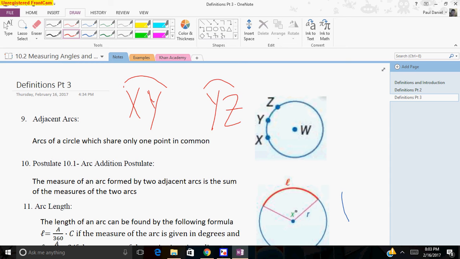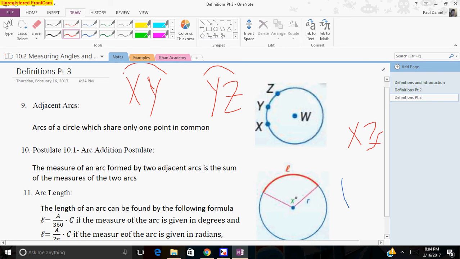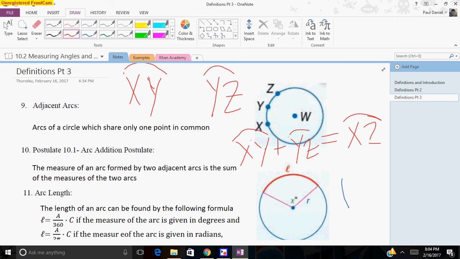Alright, so now let's talk about the arc addition postulate. That means if I wanted to find the measurement of the arc XZ, then that arc's measurement is going to be equal to the sum of the two adjacent arcs that make it up. In this case, the arc XY and the arc YZ. And I think this should make sense.